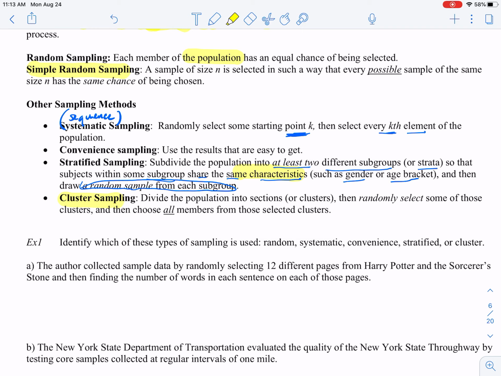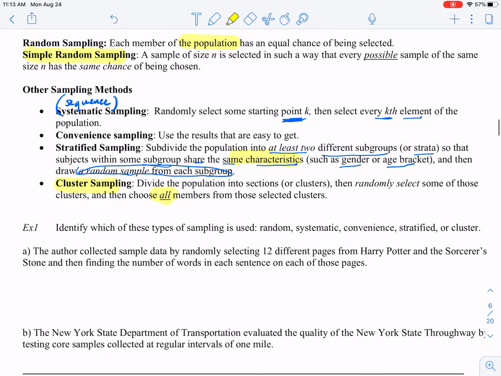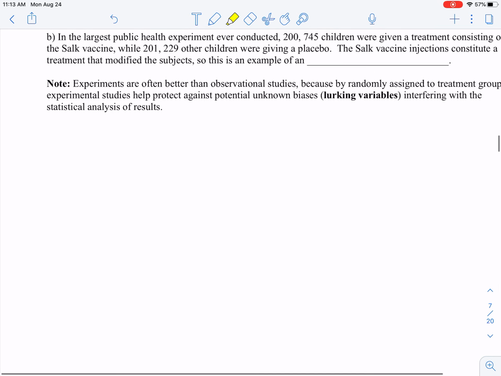So after we divide the population into clusters, we randomly select a few of those clusters, not all the clusters, just a few. Then we choose all members, all subjects within those clusters to survey or to collect data. The word "all" is highlighted for that reason. Let me sketch the difference between these two in terms of a picture.